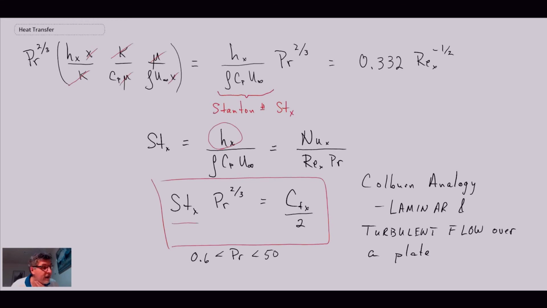So that concludes this introduction. What we'll be doing in the next lecture, we're going to start going into further detail with laminar boundary layer relationships, and then we'll start looking at different empirical relationships for determining the convective heat transfer coefficient.